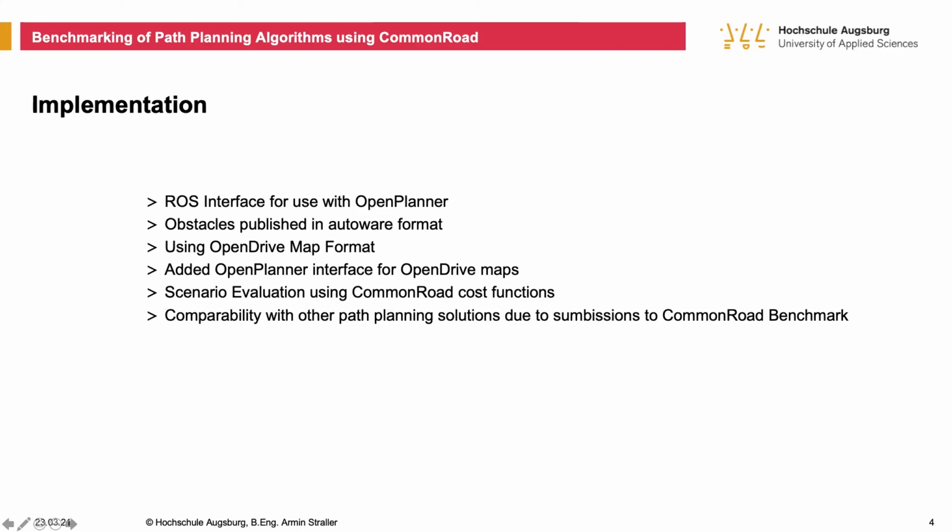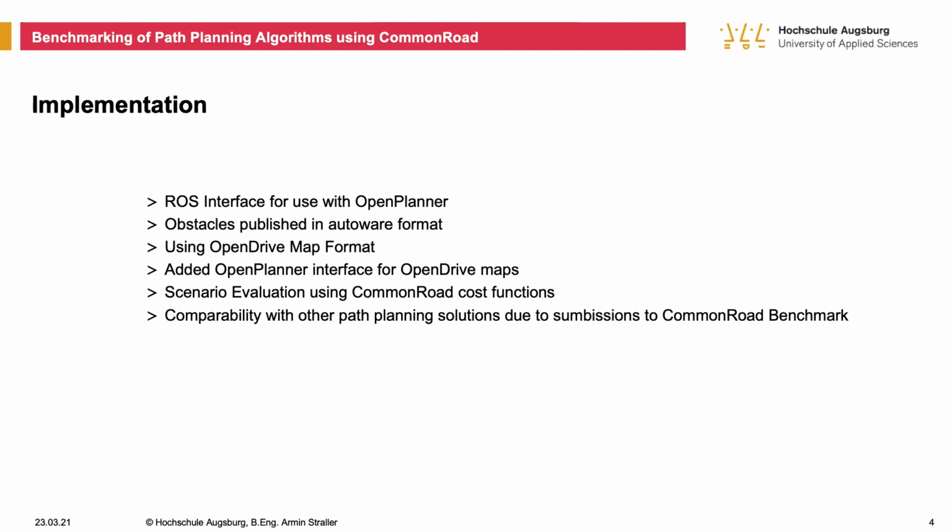Exactly. And then the next point is the scenario evaluation. After running it, you have to judge whether or not this was a proper path the algorithm chose, and whether the distances to the other objects were okay. And therefore, the Common Road team suggested a cost function in their paper published like 2 or 3 years ago. They are updating this this year as well.